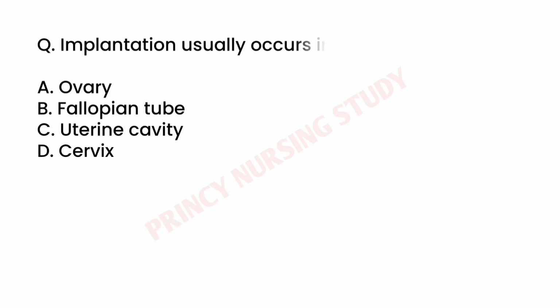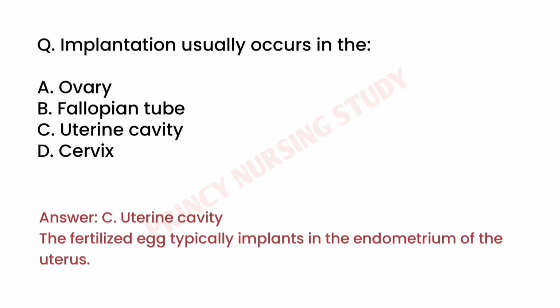Next question. Implantation usually occurs in the... Correct answer is C. Uterine cavity. The fertilized egg typically implants in the endometrium of the uterus.